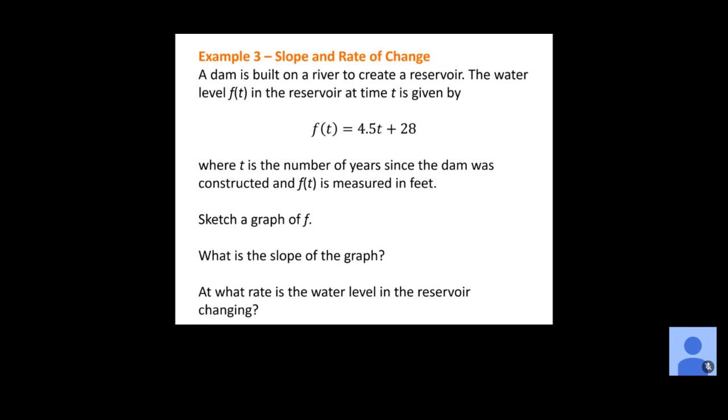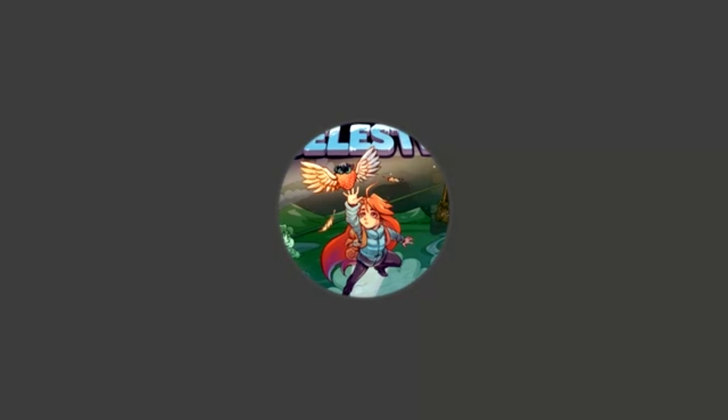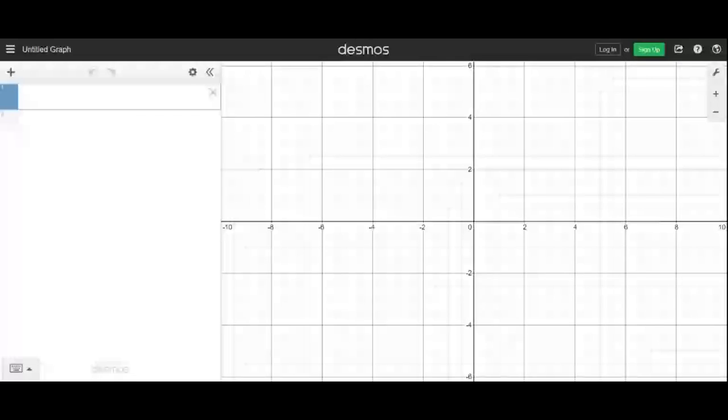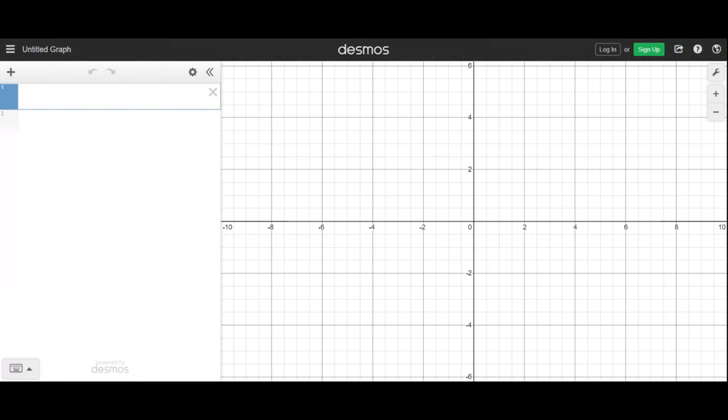Now, the first thing they tell us here is to sketch the graph of f. So what I'm going to do is put this in Desmos, and we'll look at it together. And then we'll start to talk about what we know about this graph and what those things actually tell us. So in Desmos now, I'm going to write this as f of x, even though it's an f of t. So f of x equals 4.5x plus 28.